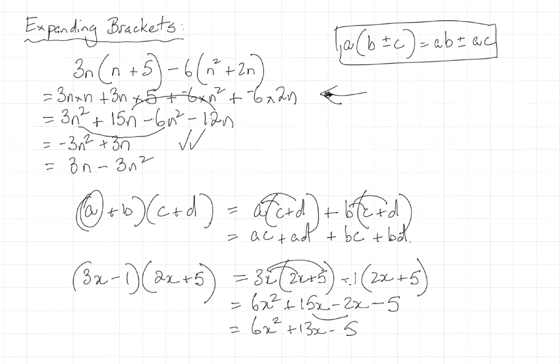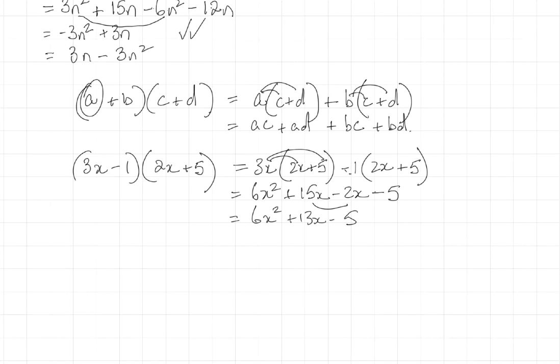Now there is an acronym for a shorthand way of getting the answer, getting to this stage here, and it is called FOIL. FOIL stands for first, outer, inner, last. And that's the order in which you do the expansion of brackets.